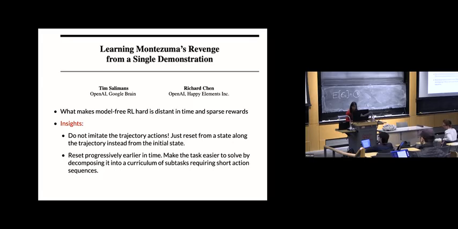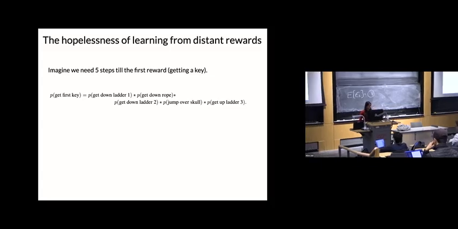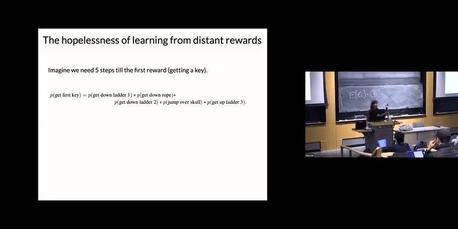So let's see details here. I love this slide. In Montezuma's Revenge, you get the first non-zero reward when you get the first key. Now, to get that first key, first you need to go down the ladder, down the rope, then down another ladder, jump over the skull, and go up the ladder. So you need to do all these things to get the first reward.